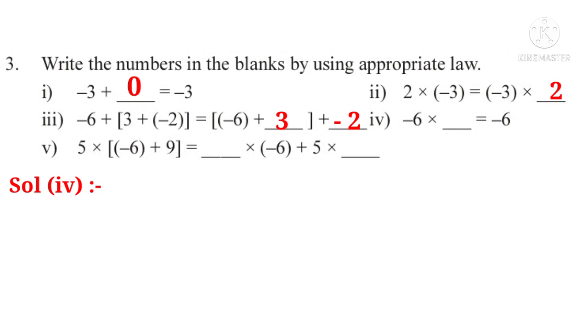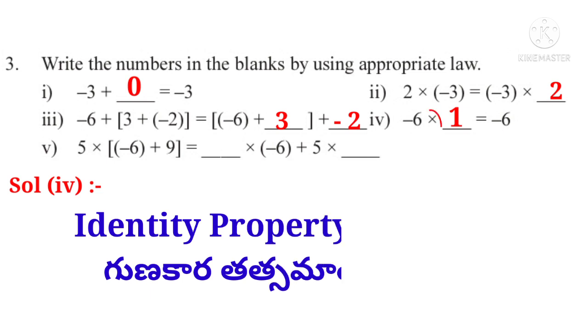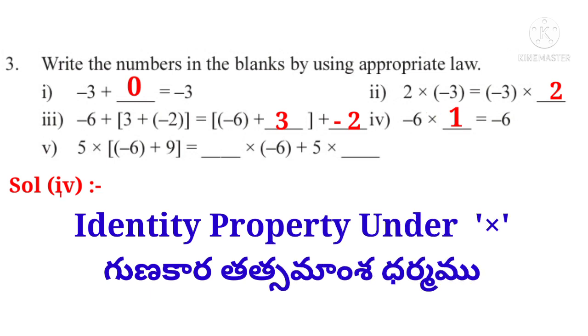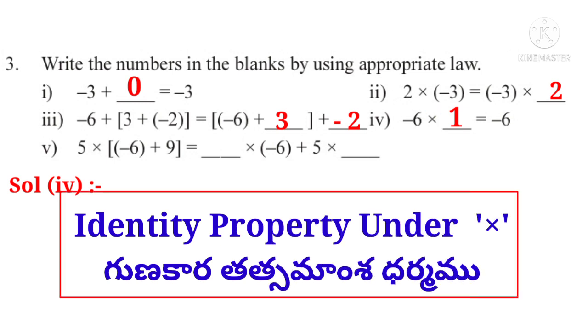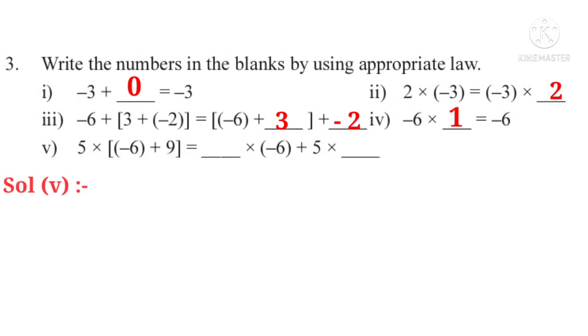Solution for minus 6 into how much is minus 6? The value of minus 6 is not changed in multiplication. It happens only when it is multiplied by 1. And the operation used here is into. So it is called the identity property under multiplication. Gunakara tatsamamsha dharmamu.